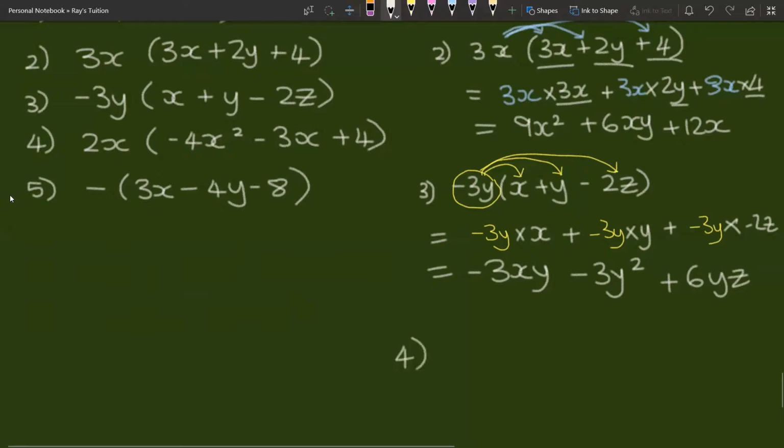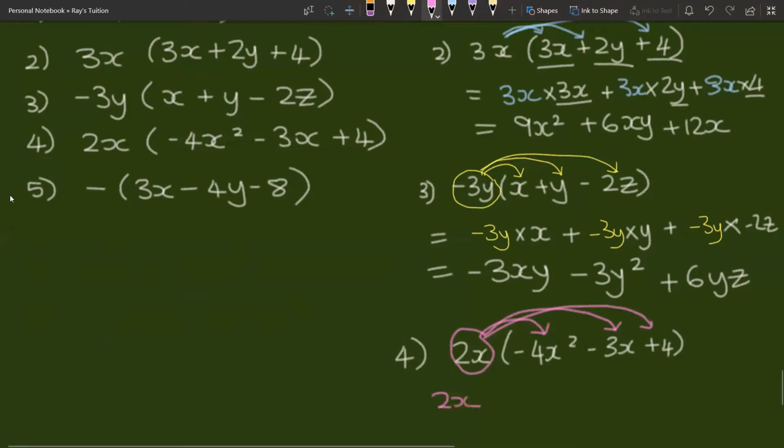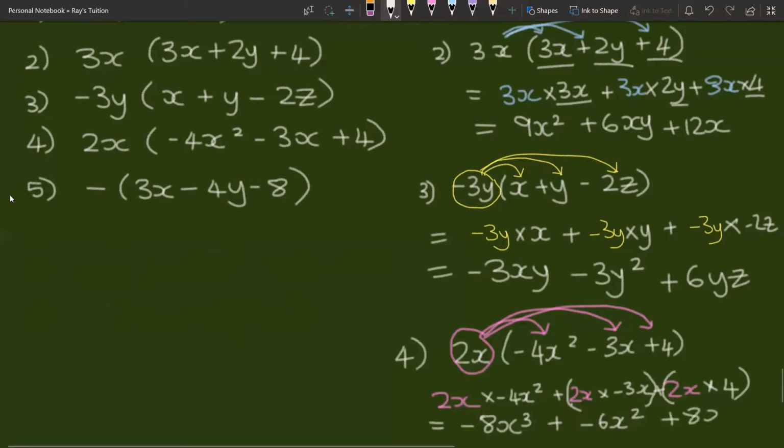Let us have a look at the next one. Number 4 is 2x times minus 4x squared minus 3x plus 4. Once again, we're going to distribute this 2x to every single term in the bracket. So it's going to be 2x times negative 4x squared, that's the first one. The second one is 2x times negative 3x, and the last one is 2x times 4. This 2x times negative 4x squared is negative 8x cubed. The 2x times the minus 3x is minus 6x squared, and the 2x times the 4 is 8x.